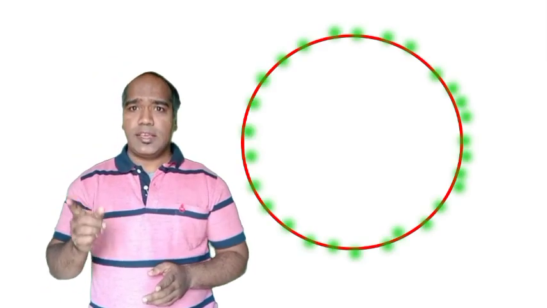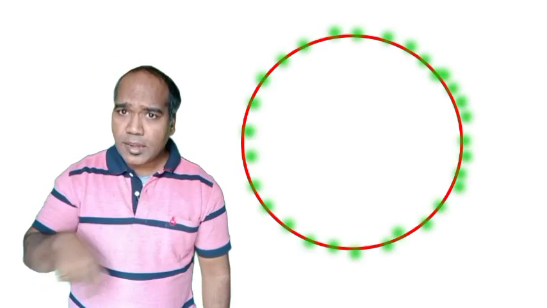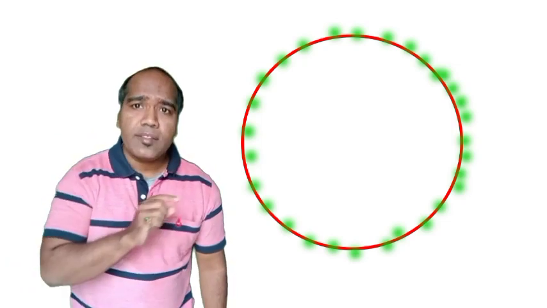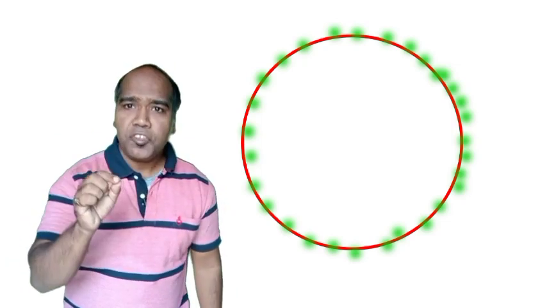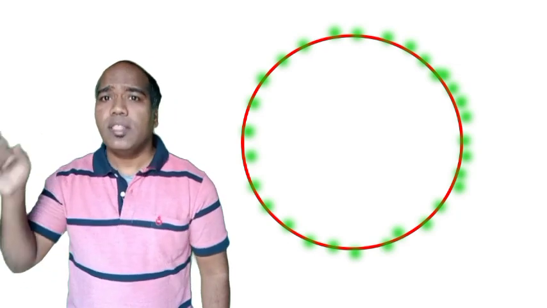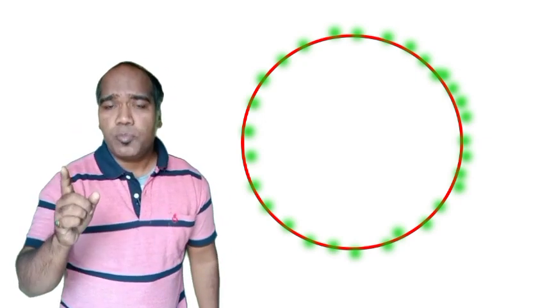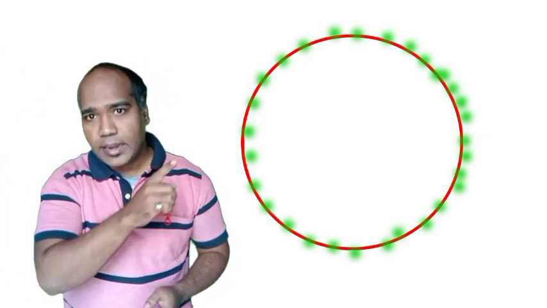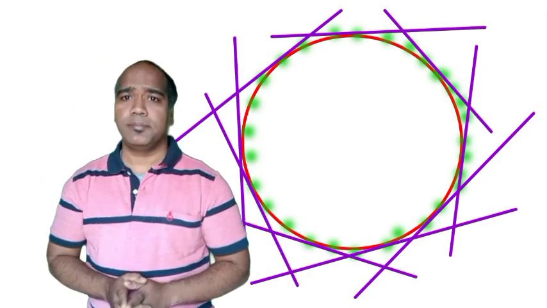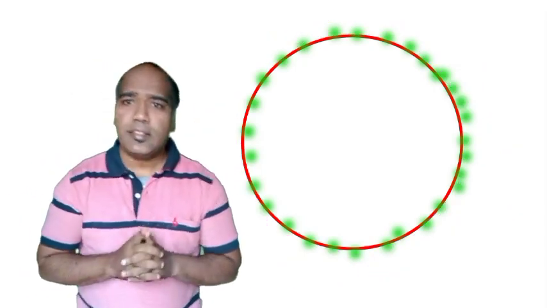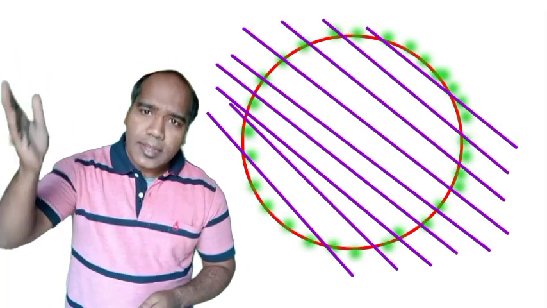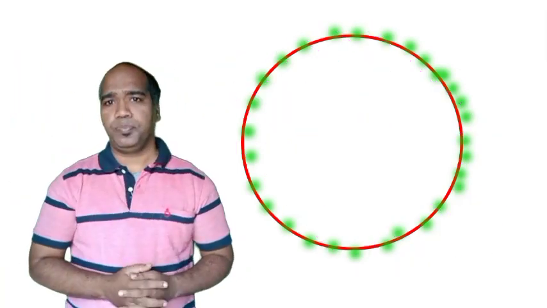Now, how many tangents can we draw in a circle? If we look at the figure, there are infinite points in the circle. At each point we can draw one tangent. So how many points are there in the circle? There are various points, infinite points. So infinite tangents can be drawn on the circle. Got it? And in the same way, infinite secants can also be drawn.